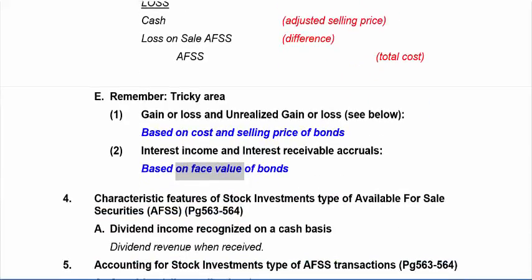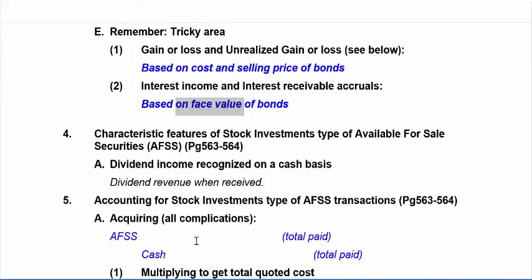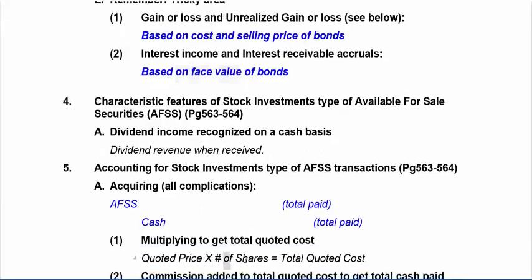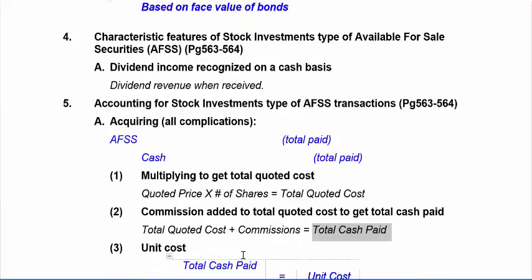Now, investments in stock are slightly different, easier in some ways, harder in others. You'll receive dividend income on stocks typically, and you just wait until you receive the dividend income or revenue to record it. When you buy stock investments, similar to bond investments, you may have commissions, but the pricing is much easier. Just take whatever the quoted price was times the number of shares, and that'll be your total quoted cost. But if there are commissions, that adds to your cost, so the total cash paid would be the amount that you'd use in the journal entry.